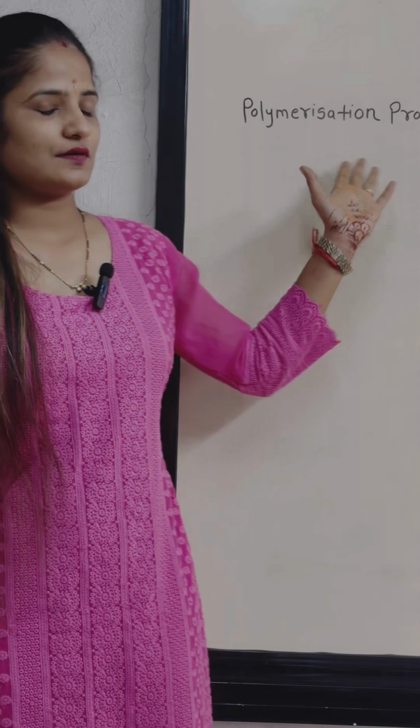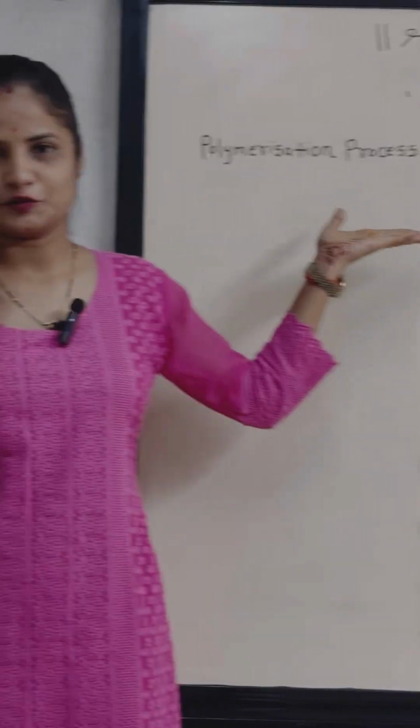So we know polymers can occur naturally as well as synthetically, which we have to study in detail. And the polymerization process: the process in which a large number of monomers combine together and form the polymer is called the polymerization process.